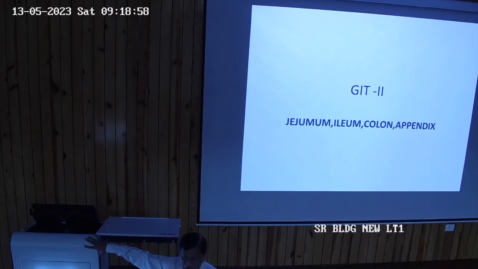The mucosa consists of 3 layers: epithelium, lamina propria, and muscularis mucosa. These 3 are combinedly named as mucosa. I am telling you the general plan of the GIT. First is mucosa. Next to the mucosa is submucosa. Next to the submucosa comes the muscularis externa.